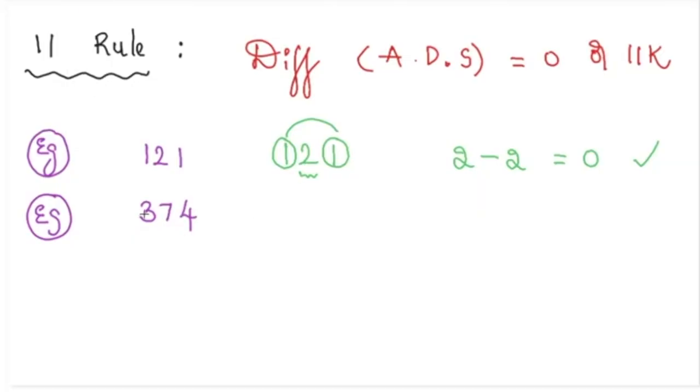374. So you have to go with what the rule is: start with any number, the first number, go with the alternative number, add up those two numbers, observe the next middle number. So the difference is 0. Yes, we can say this number is divisible.